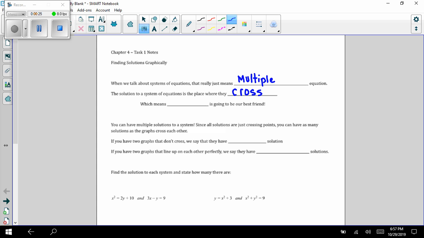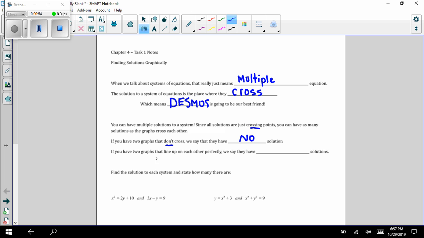Which means, that's right, Desmos is going to be your best friend again. D-E-S-M-O-S. There we go. You can have multiple solutions to a system. Since all solutions are just crossing points, you can have as many solutions as the graphs cross each other. If you have two graphs that don't cross, we say that they have no solution.